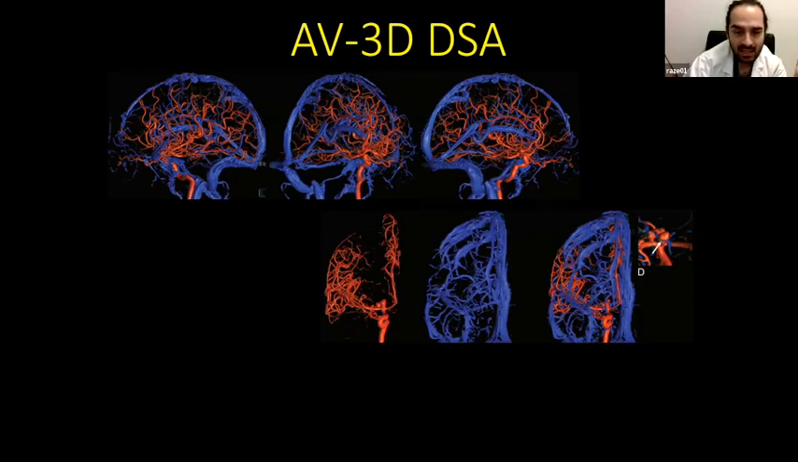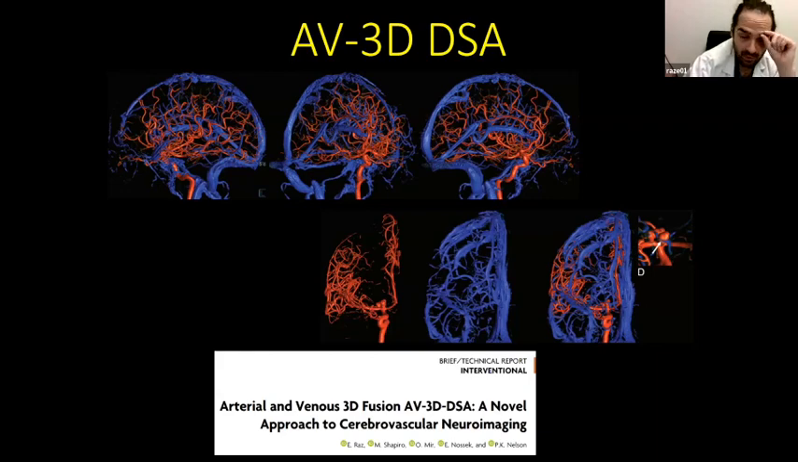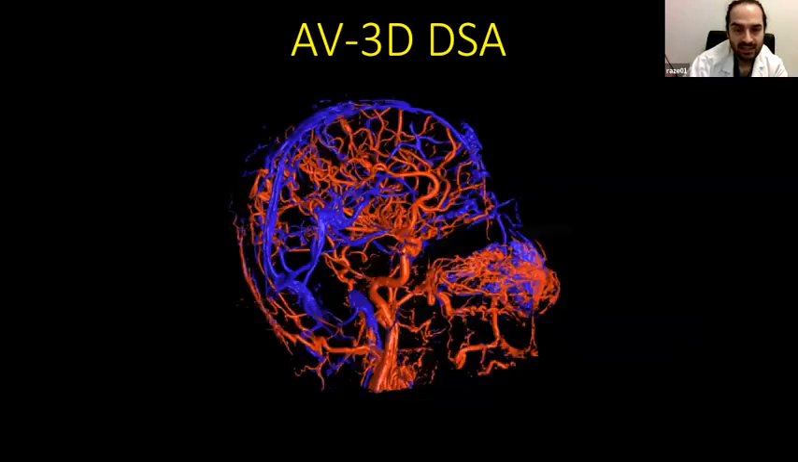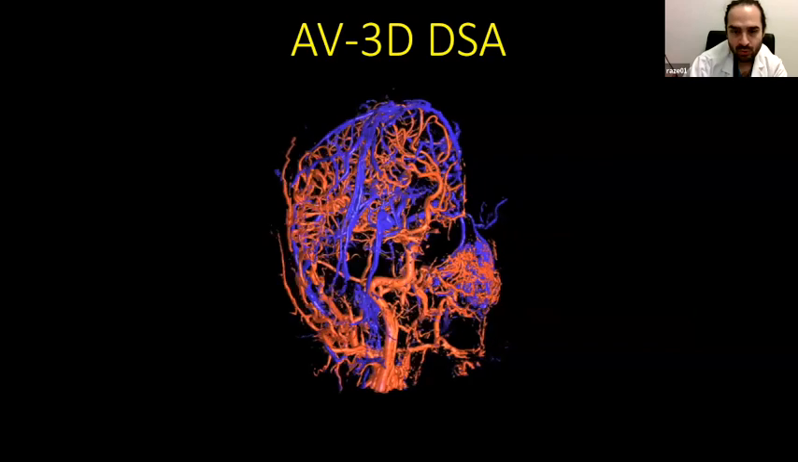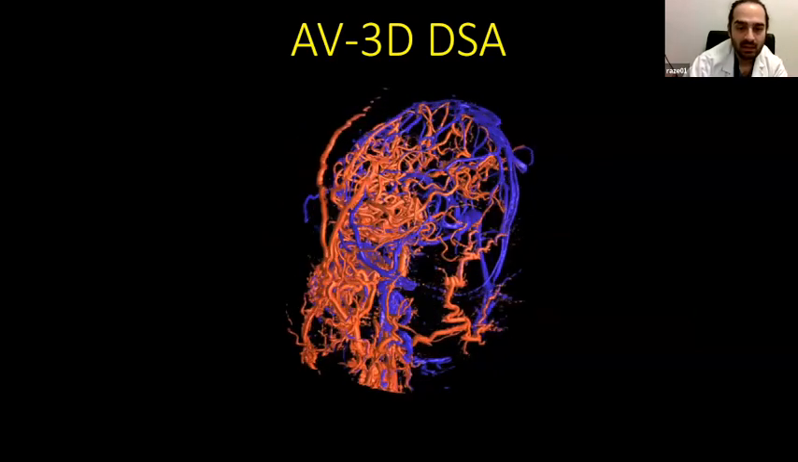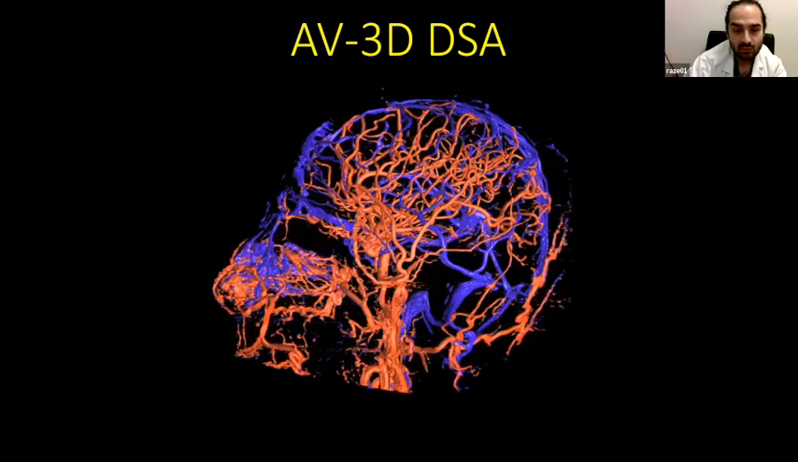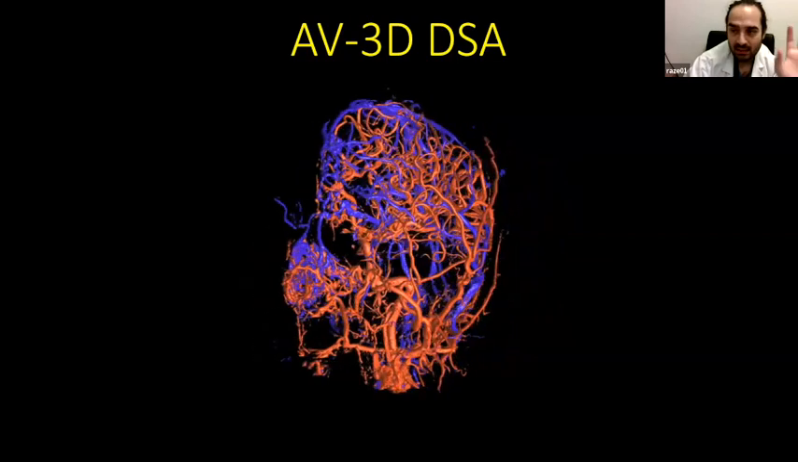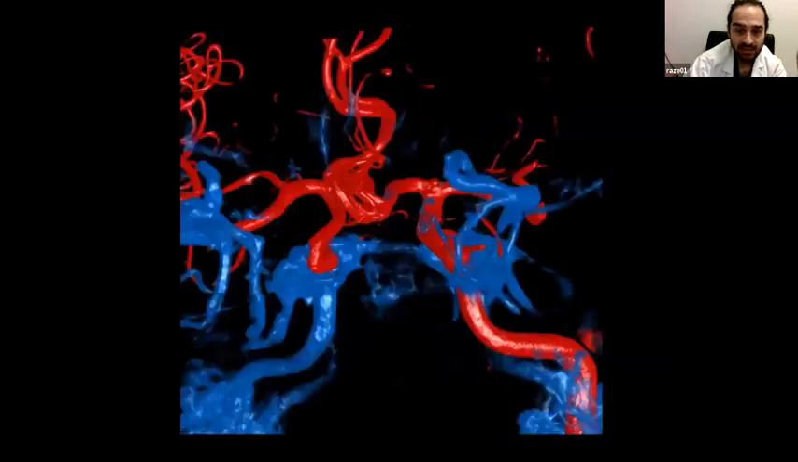For example, in this case of an ICA terminus aneurysm, the presence of the vein just close to the aneurysm proved to be a useful thing for the surgeon. This is another example. These are beautiful images that can have a lot of role also in teaching and understanding the relationship between arteries and veins.